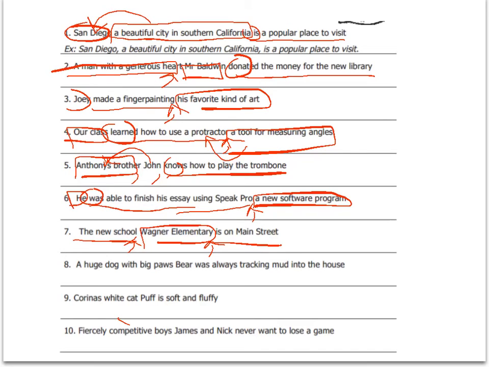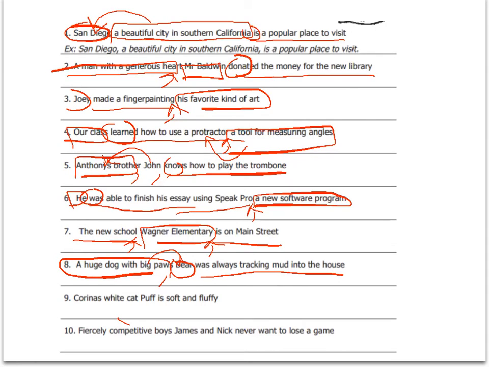Number 8, a huge dog with big paws, Bear, was always tracking mud into the house. Okay, so who is tracking mud into the house? Bear was always tracking mud into the house. So "a huge dog with big paws" is the appositive, giving you more information about Bear.